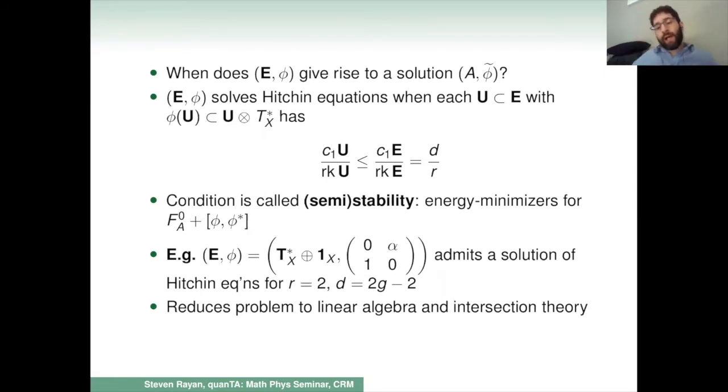This is a very powerful point of view because once you have this theorem in place, it reduces the problem in a sense to linear algebra. We're talking about families and invariant subspaces. And intersection theory, because I need to compute Chern classes of things.